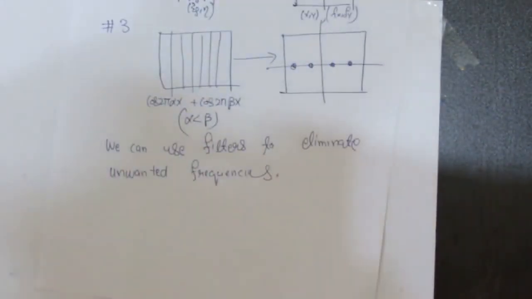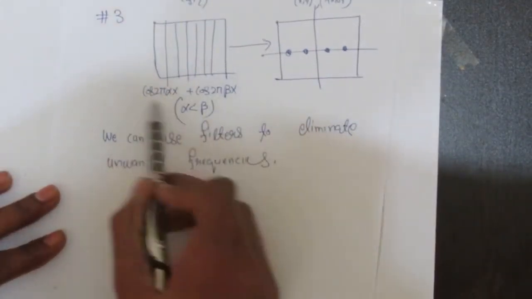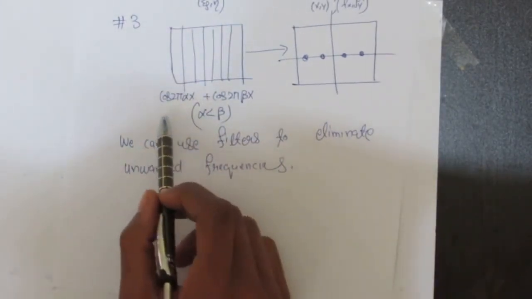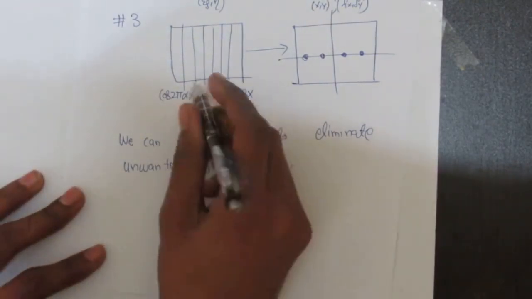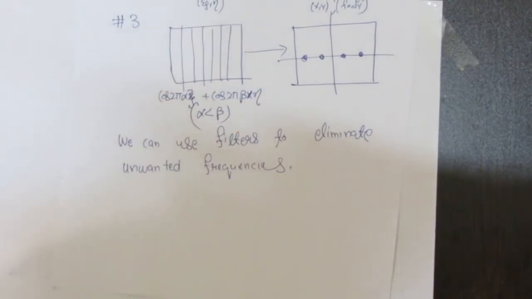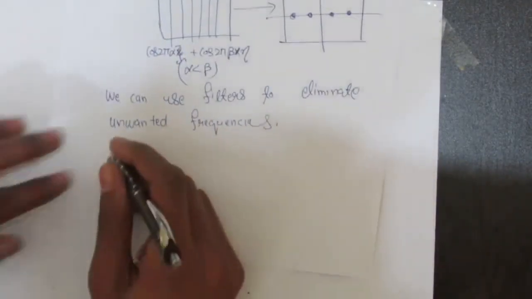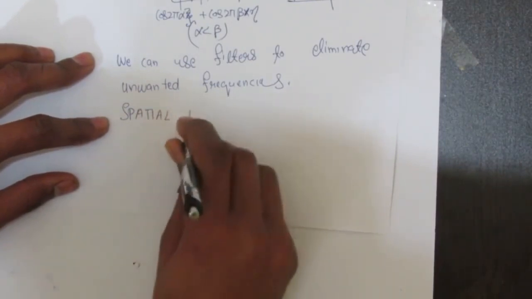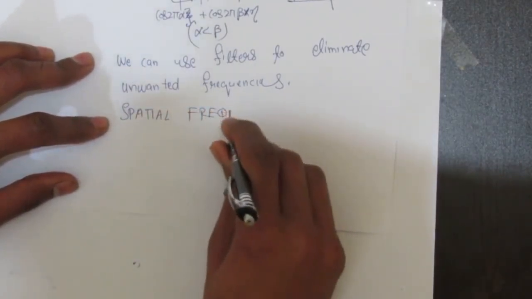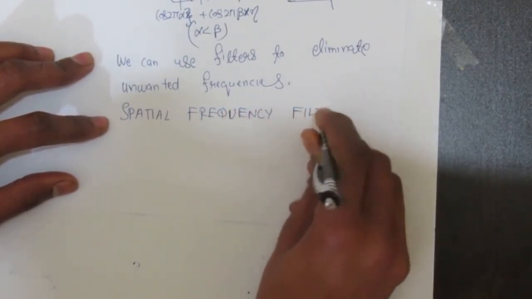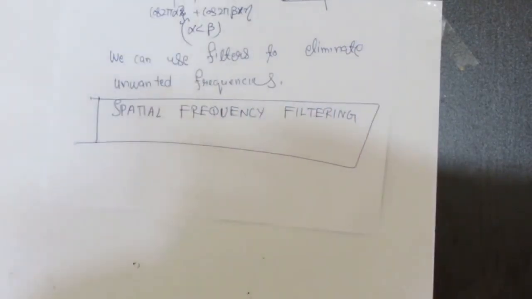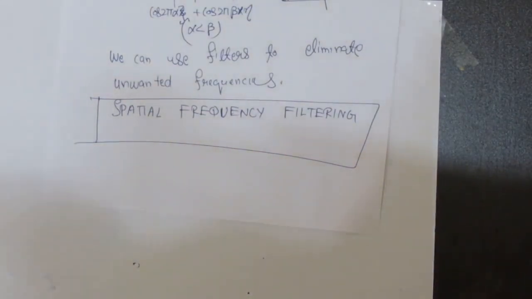Okay, so you will be getting 4 points corresponding to this functional form of h of zeta eta function. Here you have cos of 2 pi alpha zeta and cos of 2 pi beta eta. So if you have this functional variation, you will get 4 points. And as I mentioned, we can use filters to eliminate unwanted frequencies. So let me discuss this concept. This is what we call spatial frequency filtering. Because you can filter out the unwanted frequencies to modify the h of zeta eta function, and this kind of filtering is known as spatial frequency filtering.